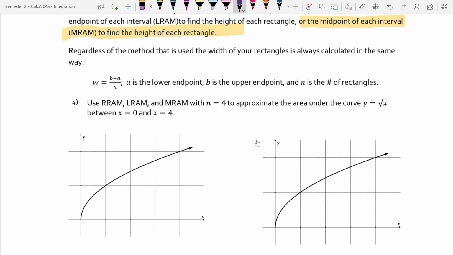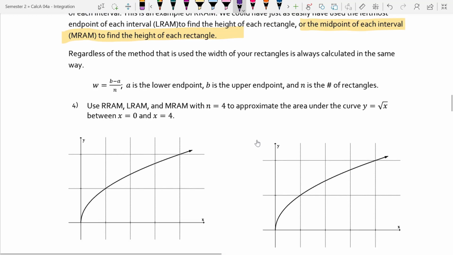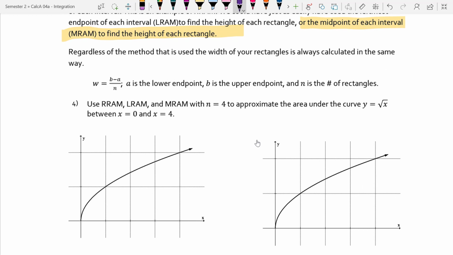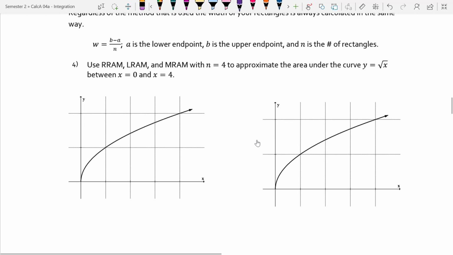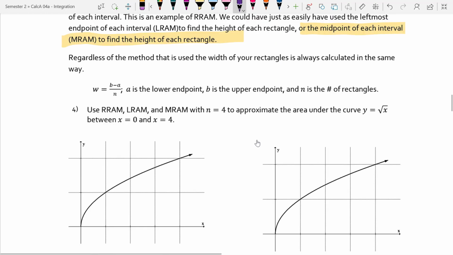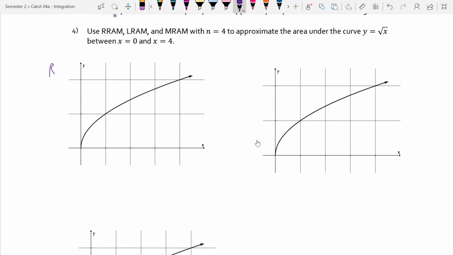It also says, regardless of the method that is used, the width of your rectangles is always calculated in the same way. And the width is the difference of the lower and the upper endpoint divided by the number of rectangles you want. Now, you guys are mathematically astute enough to know what I mean by that. We're going to do this with 3 methods here: RRAM, LRAM, and MRAM, to calculate the different portions of this.